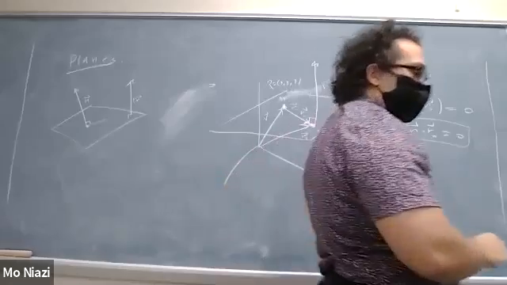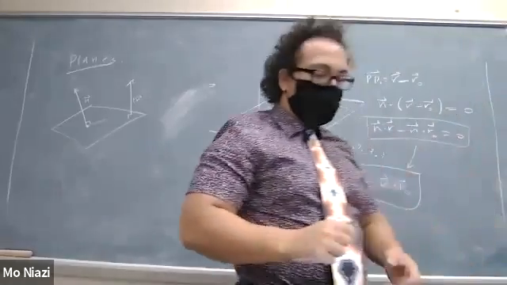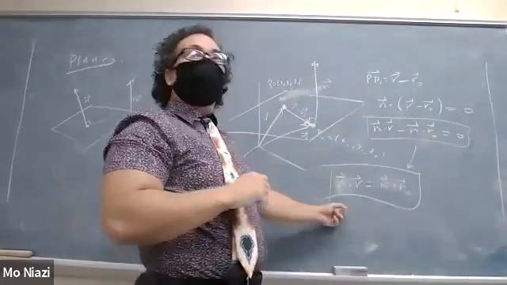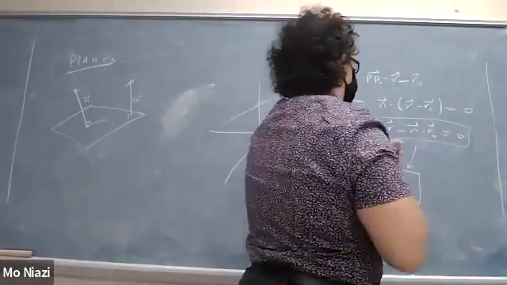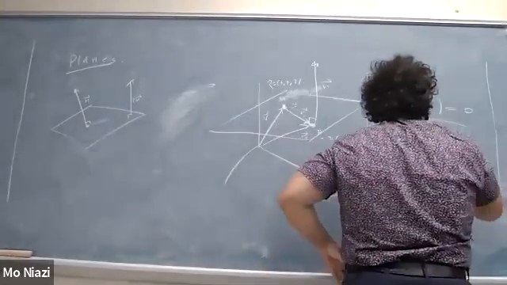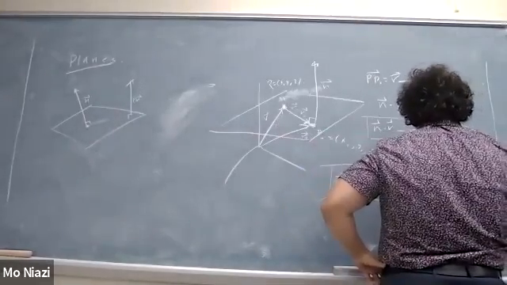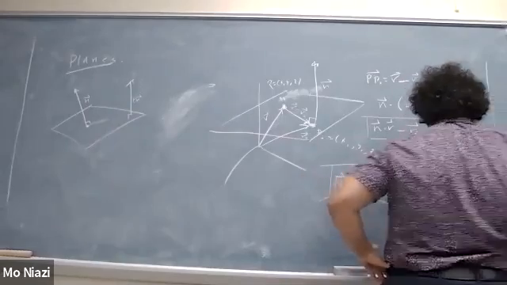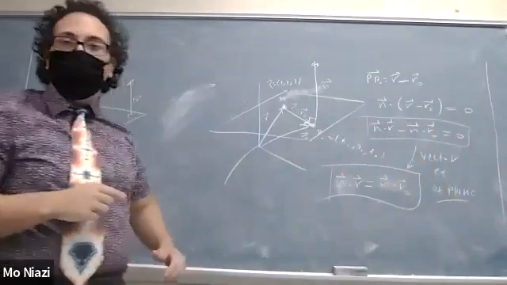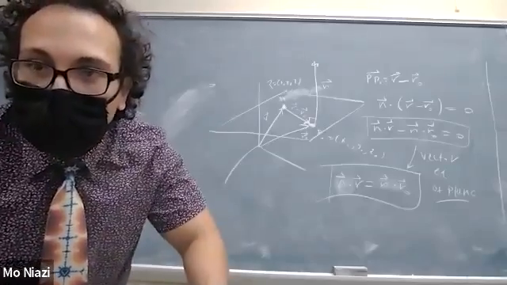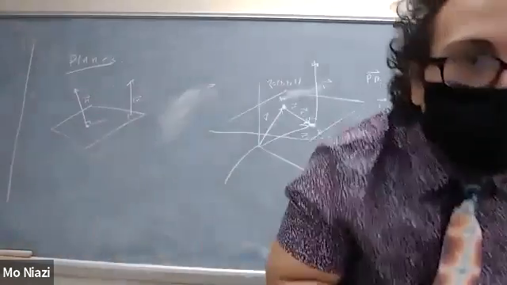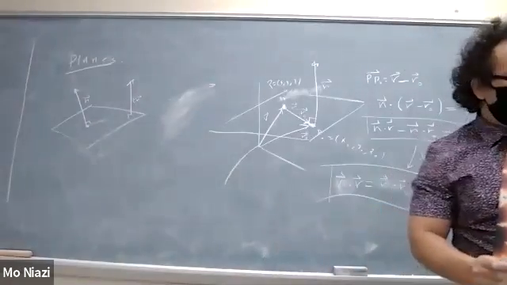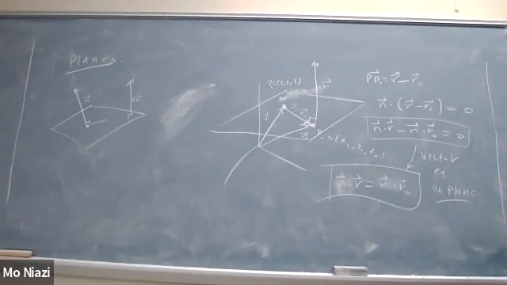Put a naught there. So this is the vector equation of a plane. And so is this. They're both the vector equation of a plane. Both these guys are the vector equations of the plane. Notice that we can also have a scalar equation of the plane.